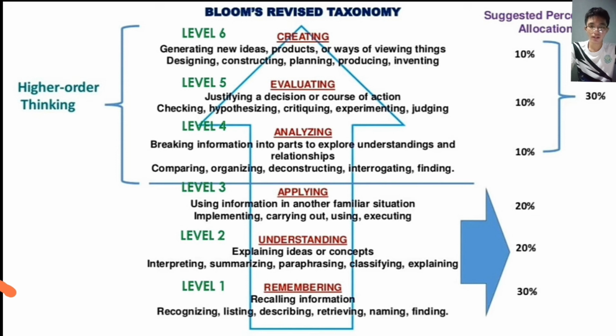So levels 1 to 3 are usually what is suggested to be taken up in the assessment or test paper because they are easy or average. Now we have in level 5 the evaluating, the justifying of a decision or course of action. This is usually about checking, hypothesizing, critiquing, experimenting, or judging. Doesn't it seem really hard?